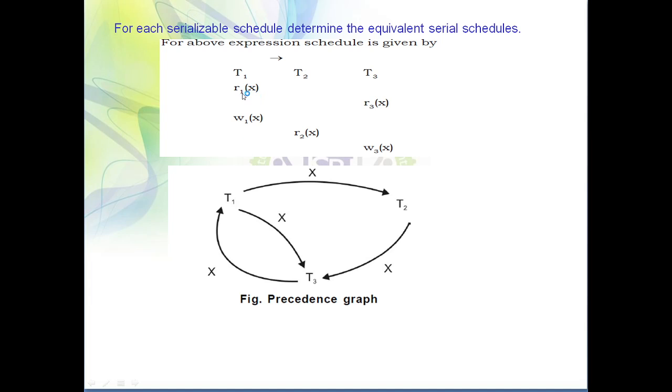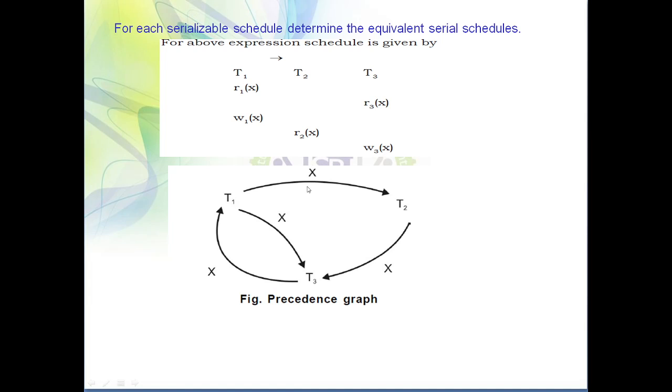First of all, you need to start from the very first operation. Then you have to compare between this read and read, whether a conflict will occur. No. Between reads there is no conflict. Between this read and write, will a conflict occur? No. Why? Because they belong to the same transaction. Though the operations are read and write, they belong to the same transaction, that's why there is no conflict. Between two reads no conflict, but between this read and this write there is a conflict.